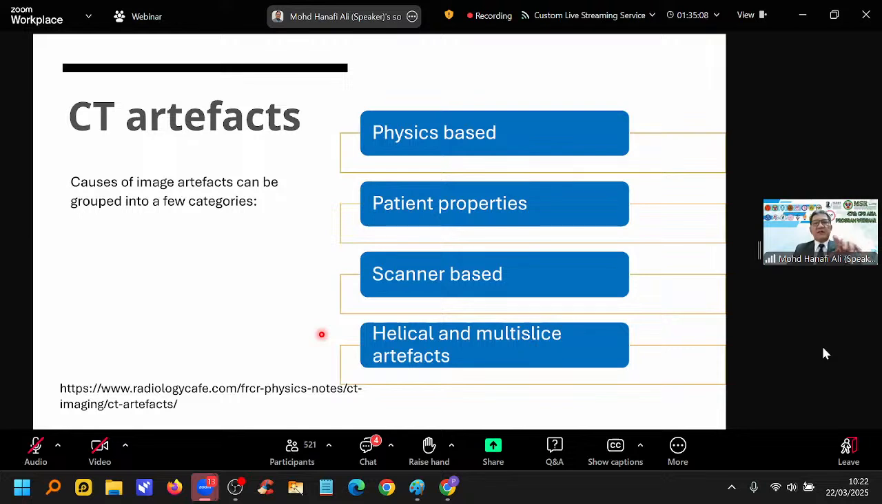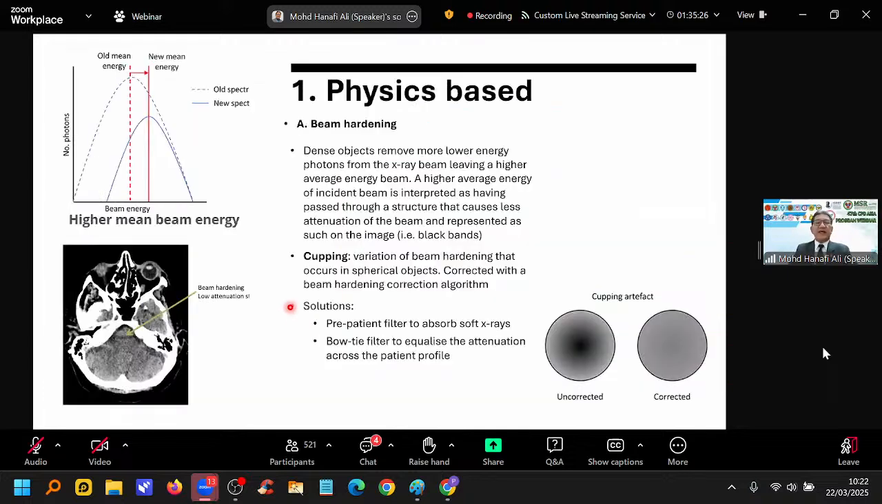Quickly about artifacts, even though I have a lot of images there, this is a basic one that at least we need to know. Physics-based, patient properties, scanner-based, and helical or multi-slice artifacts. Quickly here, from basic physics-based, normally we have high beam hardening.